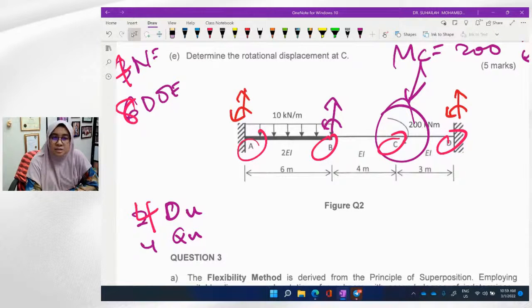Don't forget, if it is a truss, Q naught will be available whenever there is an effect from temperature changes or fabrication error. And in a truss as well, if we have support settlement, this is how we analyze the support settlement. I have explained the full solution in my previous video.